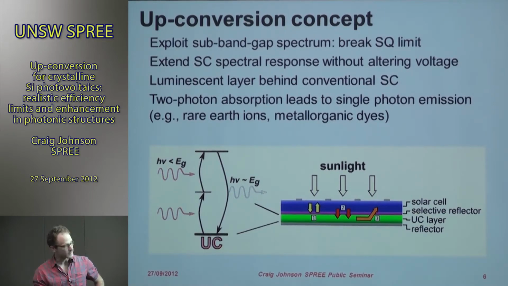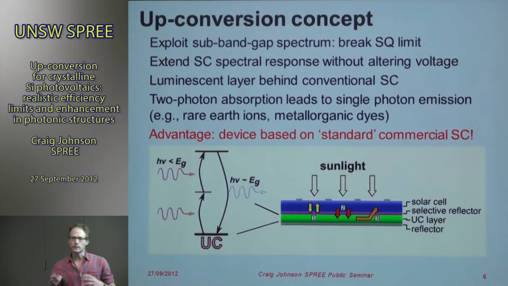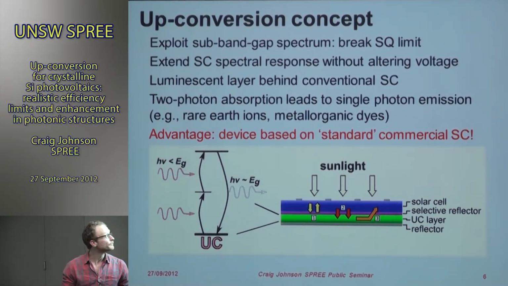Now, this upconversion process is not magic. It happens in rare earth ions and metal organic dyes. And the question is, how can we use this in a way that we can build a third-generation device that we can apply to a standard commercial solar cell production line? I mean, as you can see, we're not actually doing anything with the solar cell aside from leaving off the rear reflector. We're really just adding something additional on.